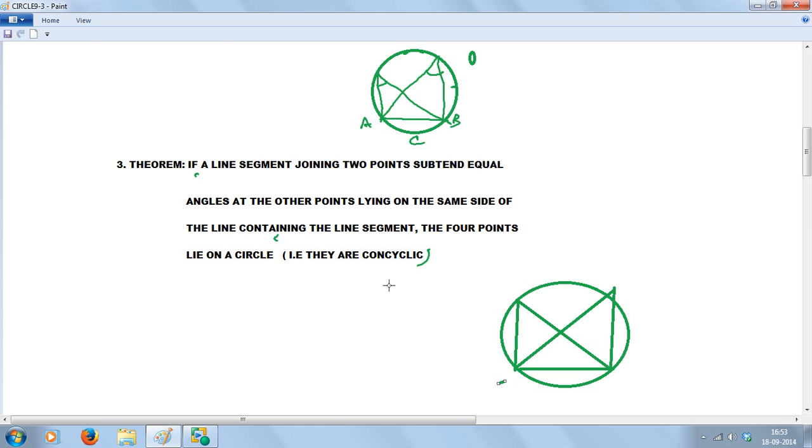So let us take this line as AB. We mark the points C and D. What the problem says: if a line segment joining 2 points subtends equal angles at other points lying on the same side of the line containing the line segment, now what it says is angle ACB is equal to angle ADB. Then these 4 points lie on the circle. That is, they are concyclic.